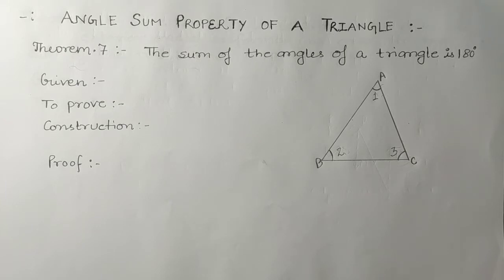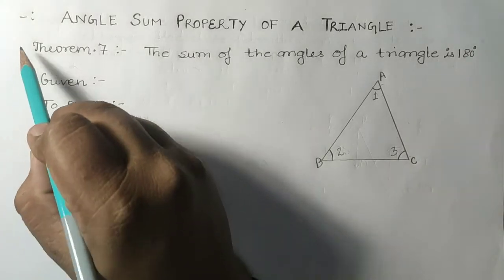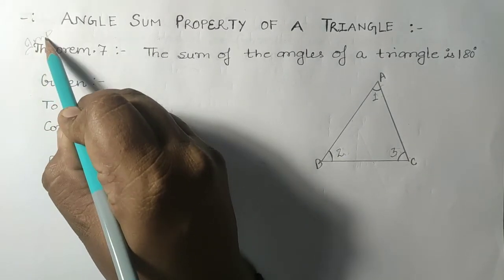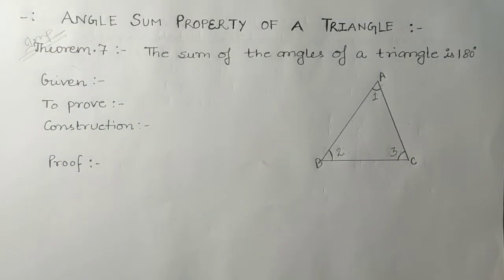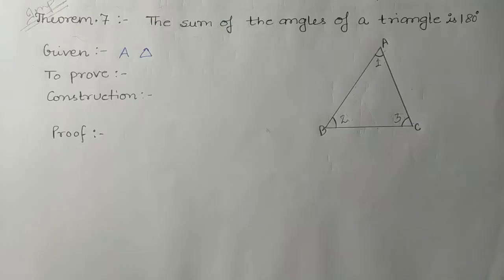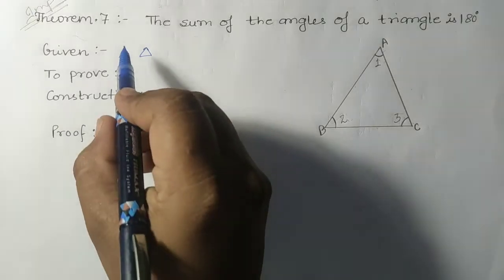So this is the theorem, and it is a very important theorem, because we will use this concept in many questions. The concept is that the sum of the angles of a triangle is 180 degrees. So how will we prove it? As I have told you, in the procedure of proving any theorem, firstly you have to write what is given.